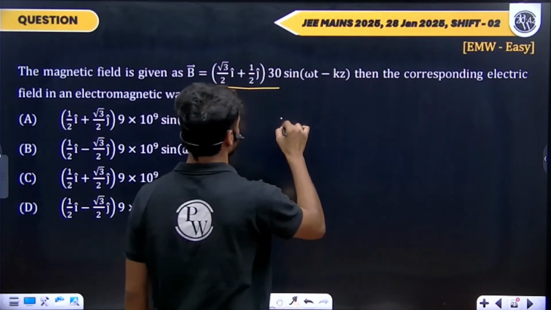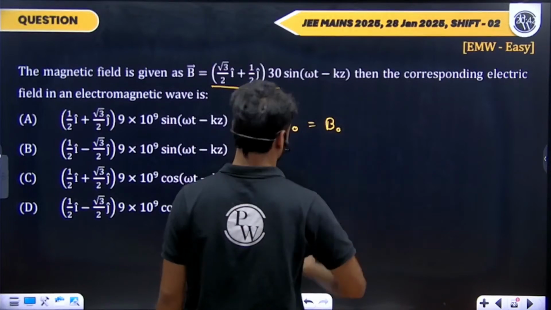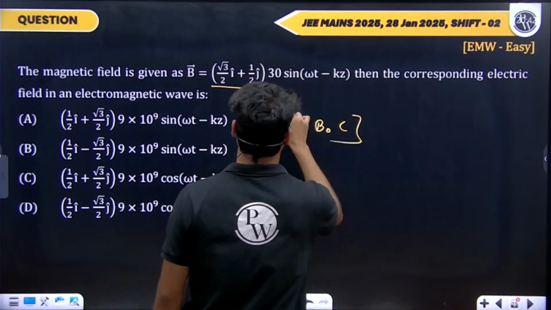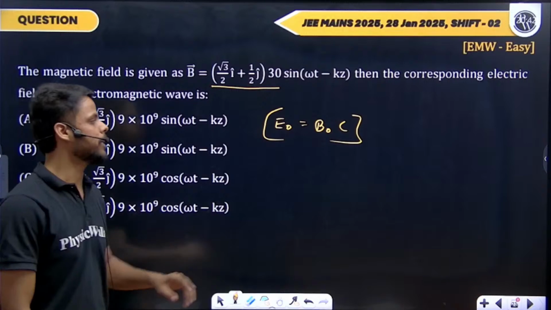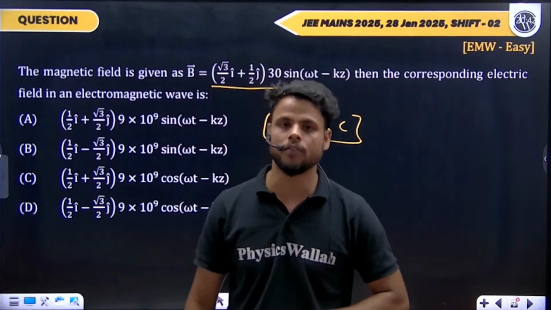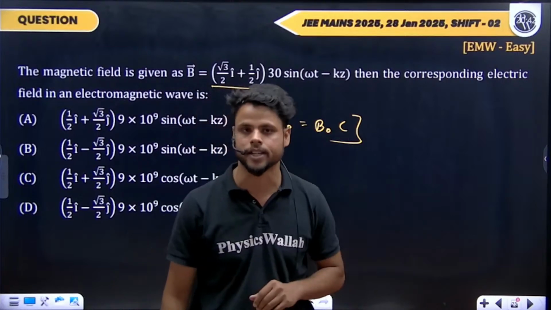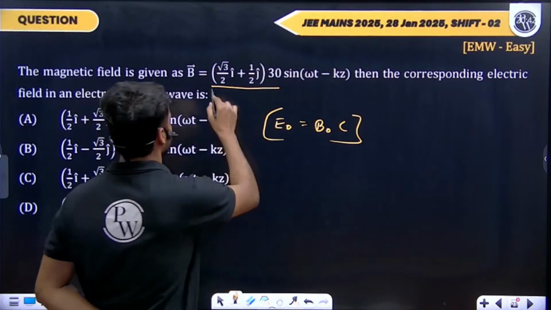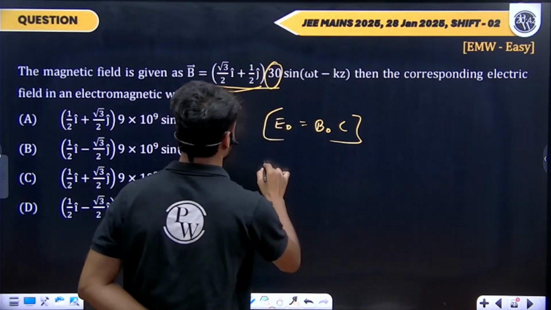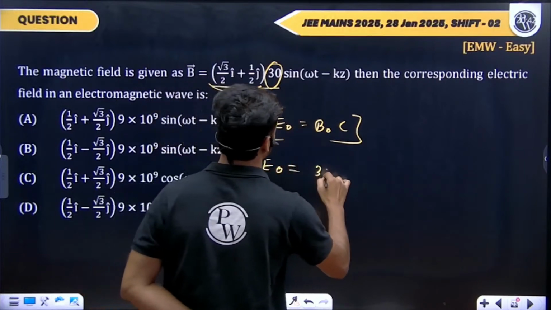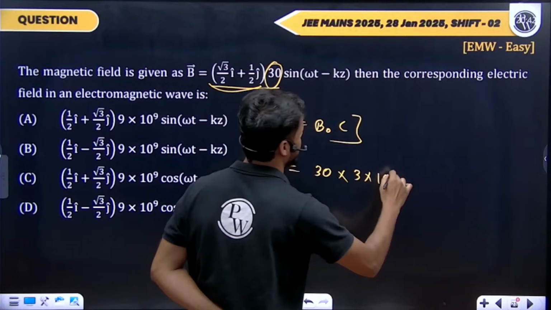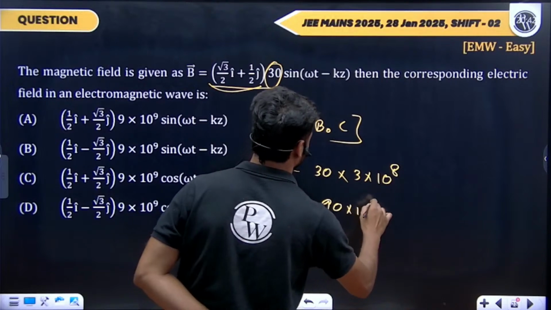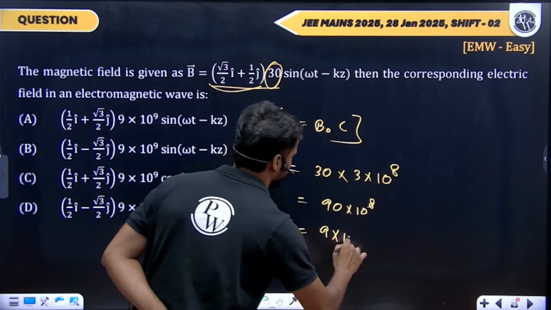So you know what the relation between electric field and magnetic field is. We can say that E naught equals B naught multiplied by C. Here E naught is the amplitude of electric field, B naught is the amplitude of magnetic field and C is the speed of light, which is 3 into 10 raised to the power 8 meter per second. So from here we can say that our amplitude of electric field is, this is the vector term and this is its magnitude. So E naught will come out to be 30 multiplied by the speed of light, 3 into 10 raised to the power 8 meter per second. On multiplying this we will get 90 multiplied by 10 raised to the power 8, and I can write it as 9 multiplied by 10 raised to the power 9.